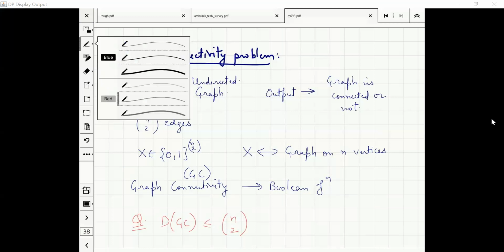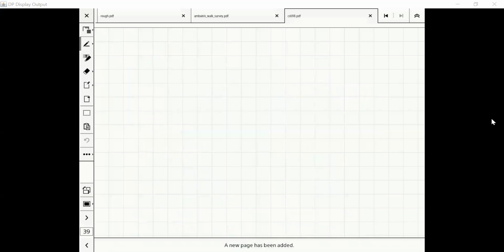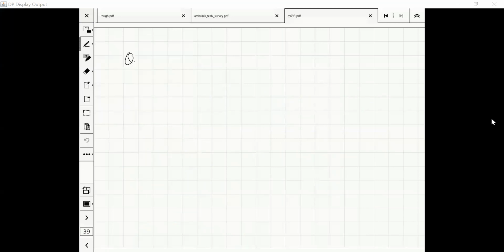Actually, this is not the question. It's something which we know. The question is, can you prove this? And again, to our help should be the adversary. So take some time, think about it. The problem is quite clear. Prove that the decision tree complexity of this graph connectivity problem is greater than or equal to, sorry, equal to n choose 2, using the adversary.